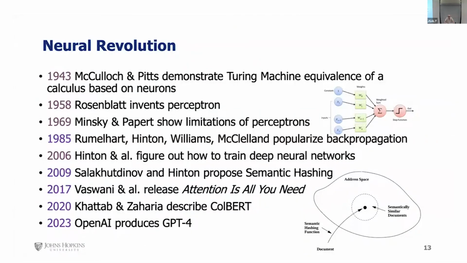The most recent fundamental change in information retrieval was the neural revolution. You can trace this back maybe to 1943, when McCulloch and Pitts showed the Turing equivalence of a calculus based on neurons. They never implemented that. That wasn't implemented until Rosenblatt invented the perceptron. And in 1969, Minsky and Papert put out a paper that said the perceptron cannot learn the XOR function.